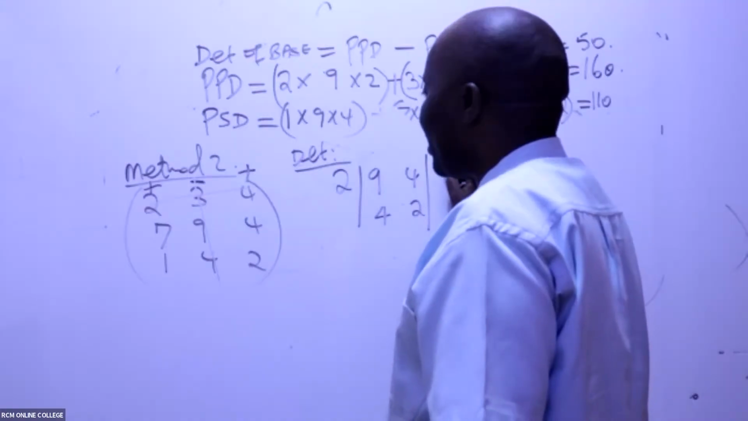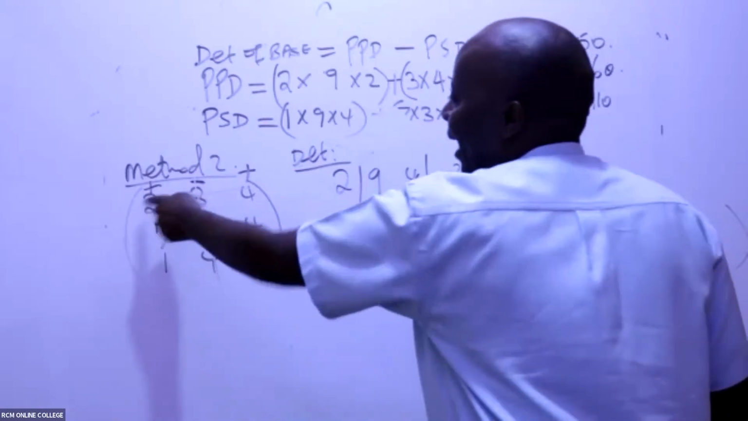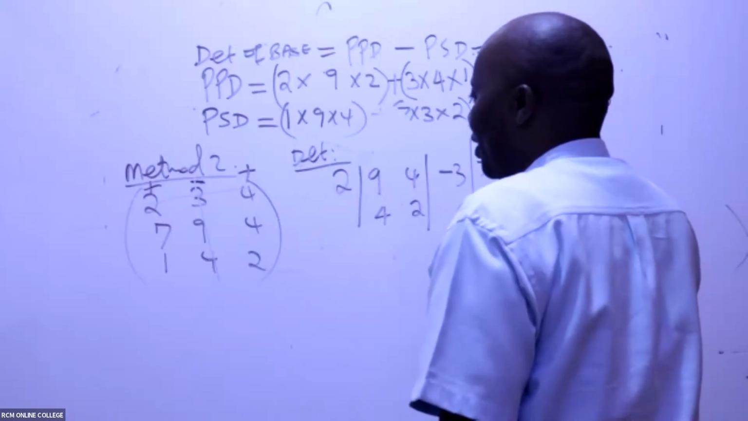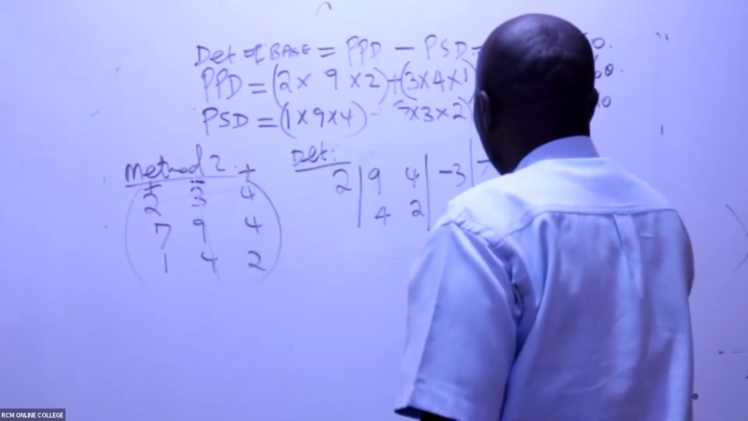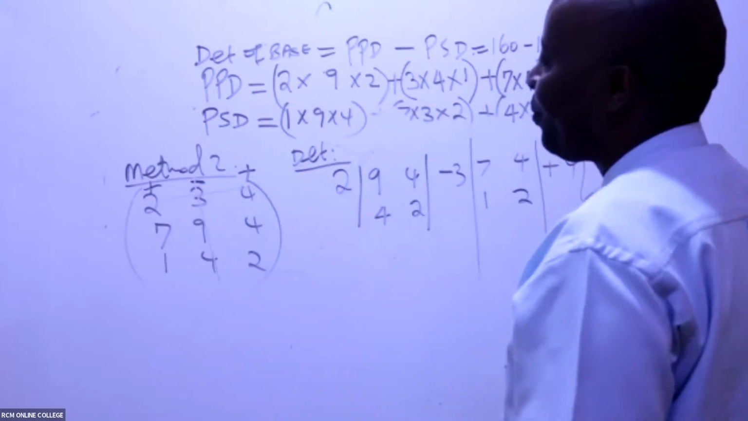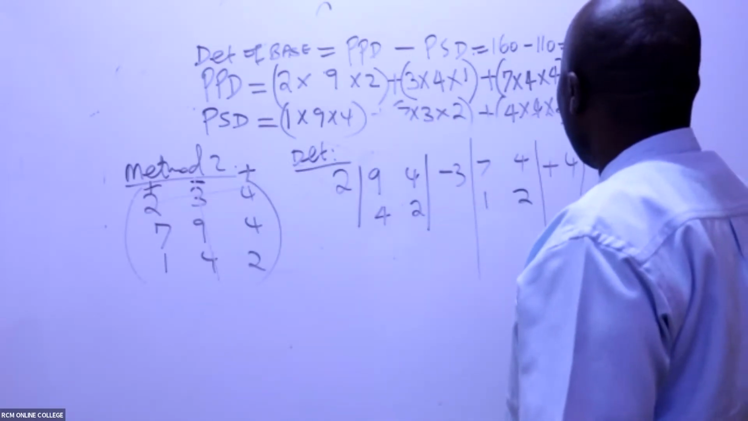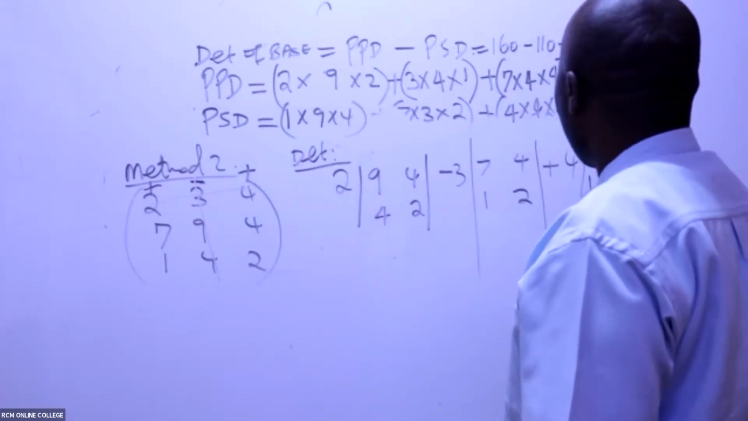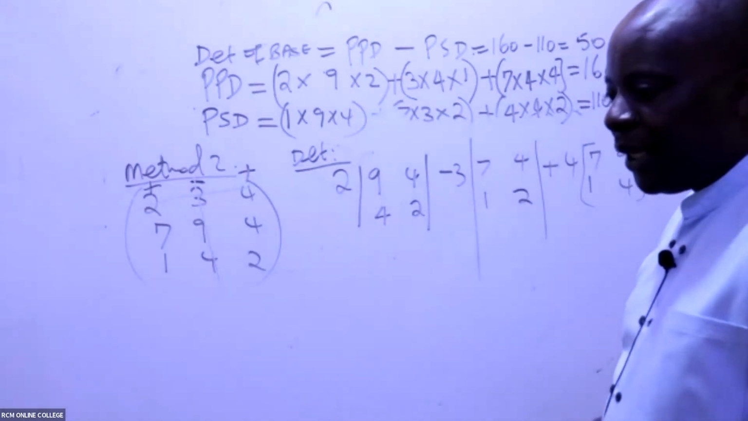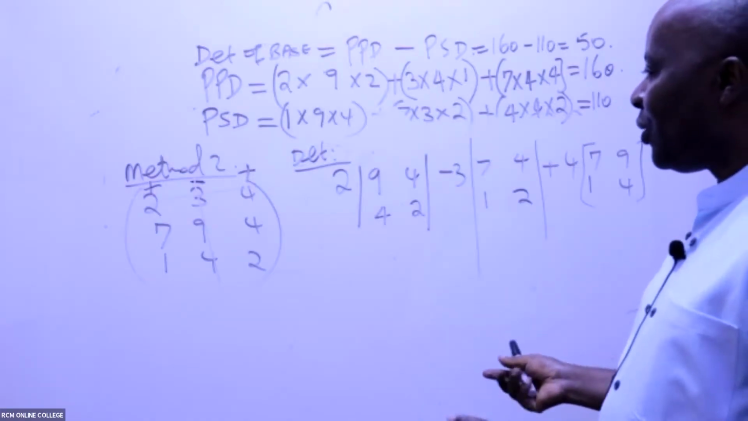And then you say the next number is 3, but there is a minus on top of it. So minus like this. If I hide this and this, the left out numbers are 7, 4, and then we have 1 and 2. And then the last one is plus 4. If I hide this under that, I'm left with 7, 9, 1, 4, like that. And then the very best thing that you are supposed to do, ladies and gentlemen, is that we only use this for 3 by 3. 2 by 2 is very easy.